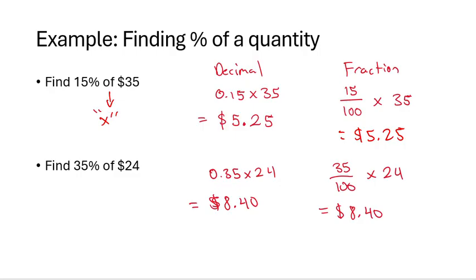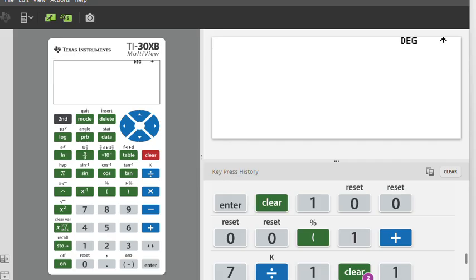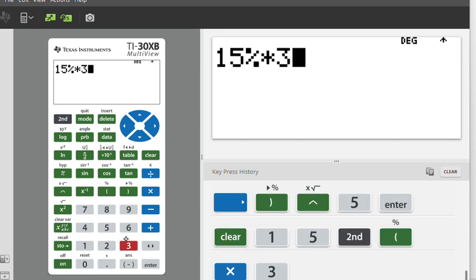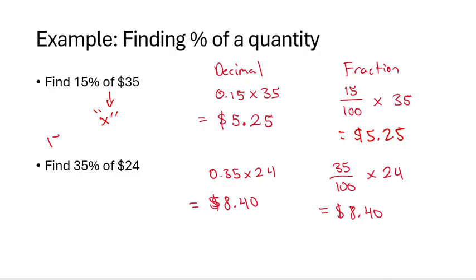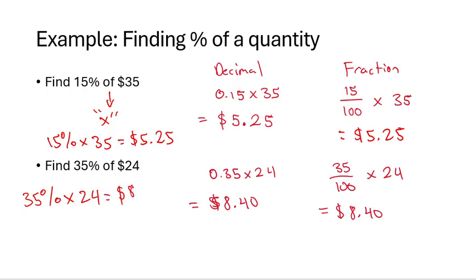So what I can do exactly is, if you have a look at my calculator, I can do 15%. To get percent, you press second and then the open bracket sign. So you have the percentage symbol there, and then you multiply that by 35. You'll still get the same answer of 5.25. So you could have just done 15% times 35, which equals the same answer. And vice versa, for the second example, times 24 equals $8.40. Now obviously, because we're dealing with money, two decimal places, you must remember that.